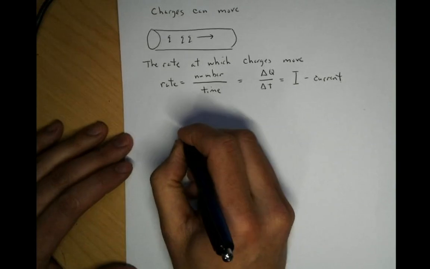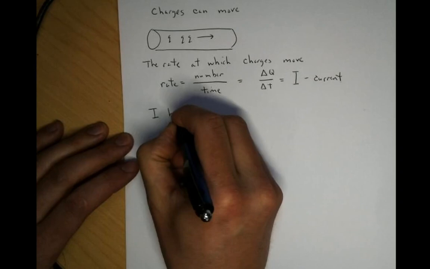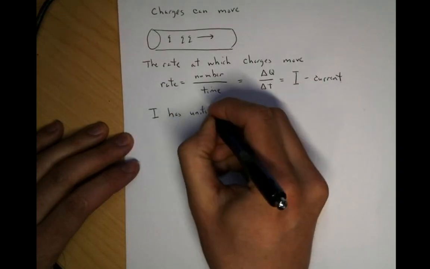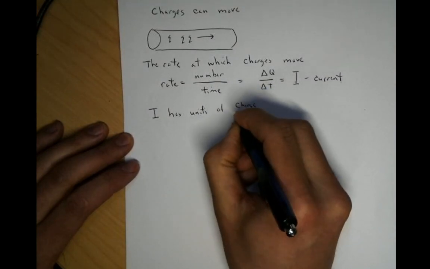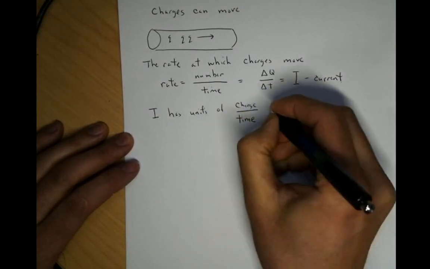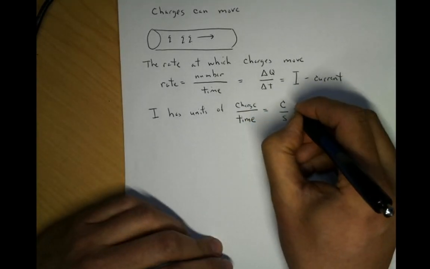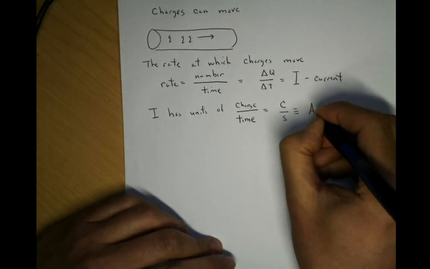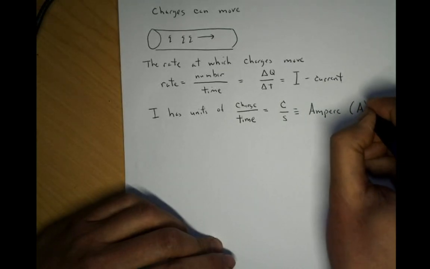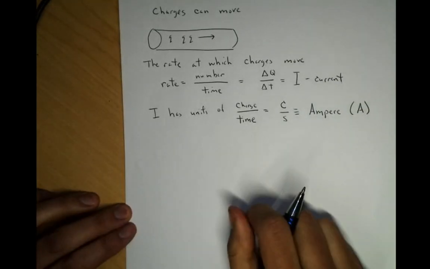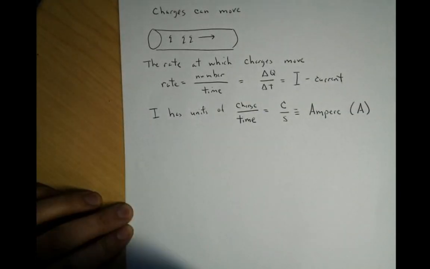Okay, and if we ask what's the units of current, I has units of charge over time. So this is Coulomb over second, and this is given a name. This is called ampere, or A for short. If you're in your house and you look at the rating of something, amps basically means ampere.